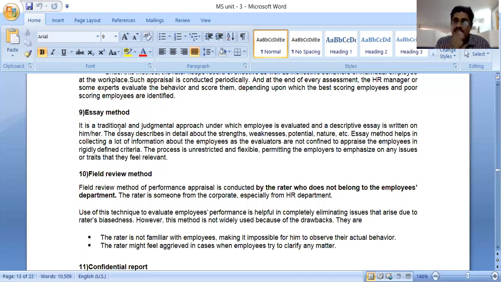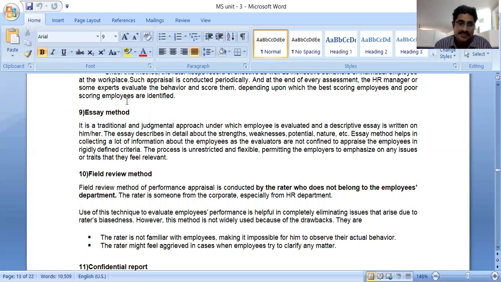So whatever the performance of the subordinate, that performance will be reported and written by the higher authority and submitted to their higher authorities. So it is another method to check the performance of the employees.